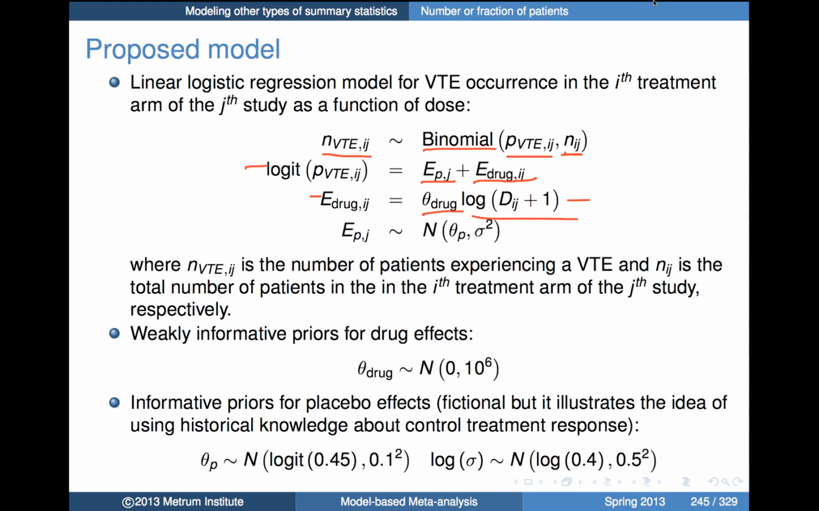So the log was chosen just to come up with a shape that seemed to describe the relationships better than a straight line, and the plus 1 is just to force the function to be 0 when the dose is 0. And then finally, the placebo effect is just modeled as a constant term that can vary from one study to another. So you can see it's EP sub J, not sub IJ. That value is constant for a given study, and the inter-study variation is modeled as normal.